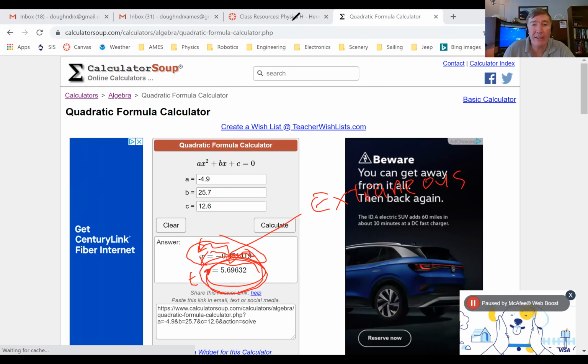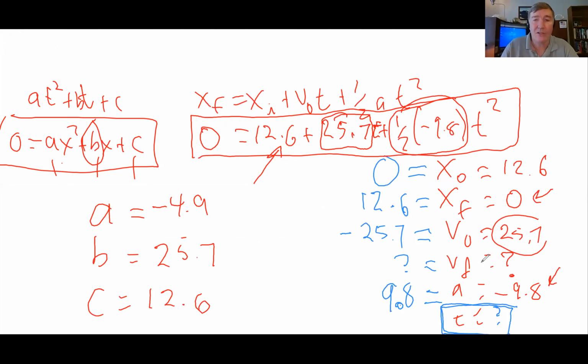Okay, so let's go back to the whiteboard, and let's see what I get. So you'll notice I have different numbers. When I put my numbers into this equation, let me do it up on top here. For me, X final is 12.6, right? So I have to put in a 12.6. And for me, X initial is 0, so I put in a 0.